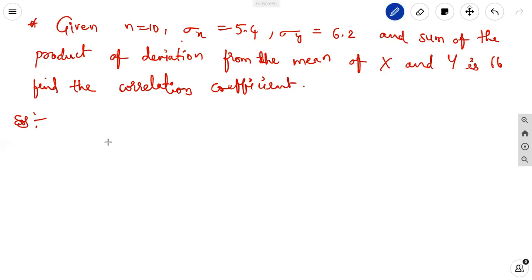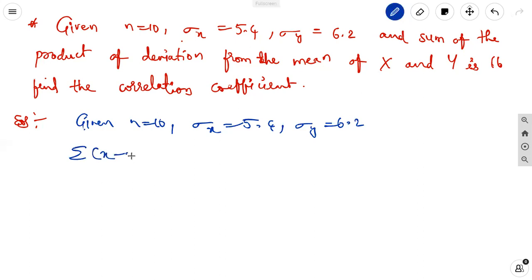Here, first, what they have given is n equal to 10, sigma x equal to 5.4, sigma y equal to 6.2, and the sum of the product of deviations, that is, summation of (x minus x bar) into (y minus y bar), is equal to 66. And we need to find the coefficient of correlation, that is, r of x comma y is equal to how much?